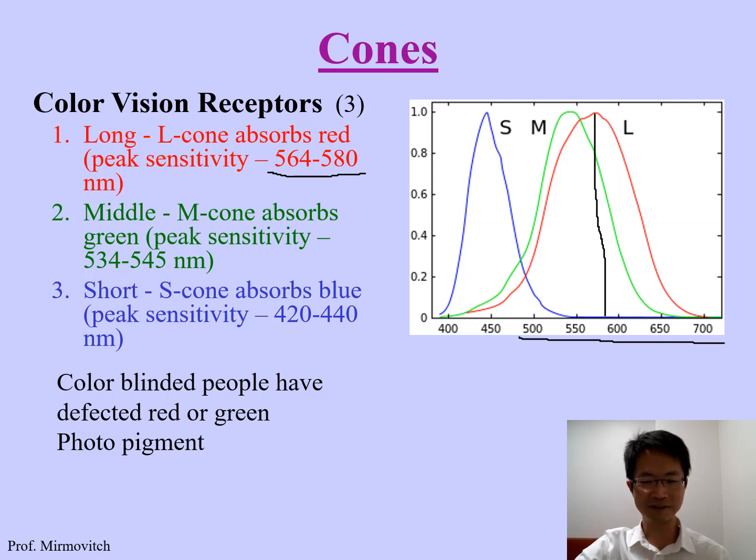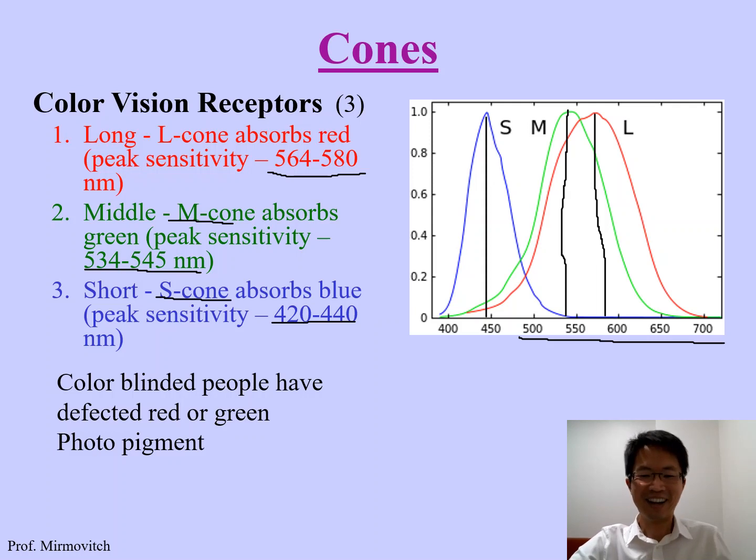Sorry, I cannot draw a vertical line. Then the M cone, the medium, 534 to 545. Let me see if I can draw. Okay, approximately here. And then the S cone, short one, absorbs the blue light, 420 to 400. Can I draw a straight line? Yes, this is a perfect straight line. Finally, I can draw a perfect straight line. Okay.